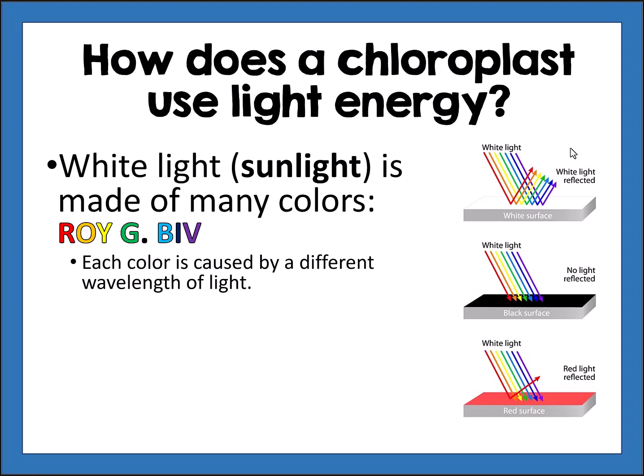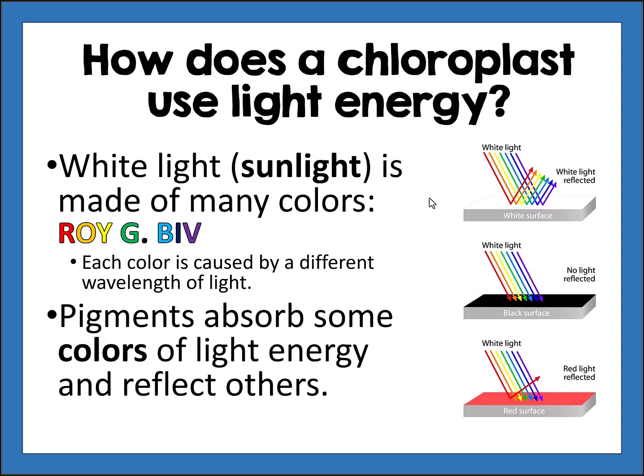So white light here it's comprised of all of these different colors. And that's what makes a rainbow when it's refracted through raindrops. You can see all the different colors, the Roy G. Biv colors.